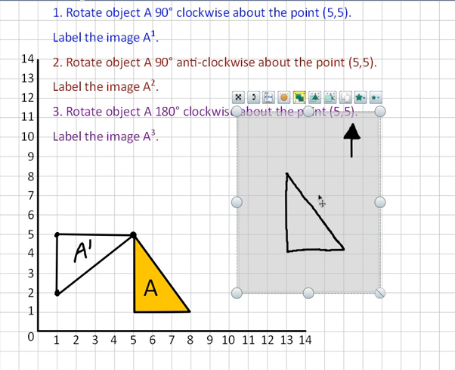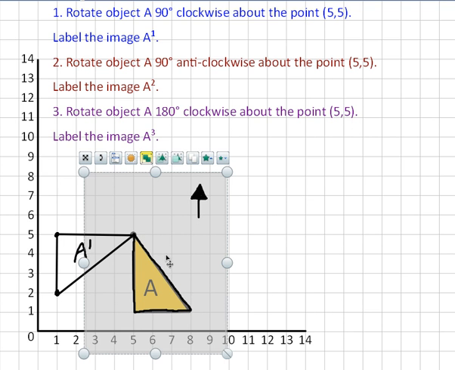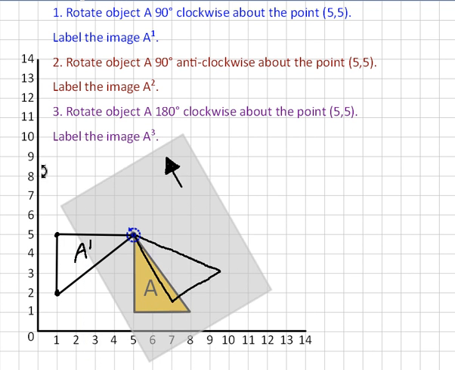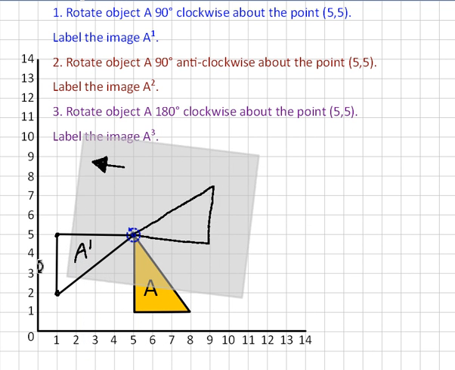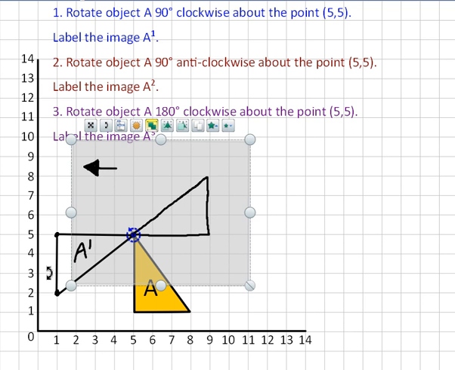Okay, let's get that back, put it over the shape, center of rotation, holding on then with the pencil onto the tracing paper, rotate it 90 degrees anti-clockwise about the point 5, 5. So anti-clockwise will be this way, and now the arrow, when I finish, is going to point to the left.